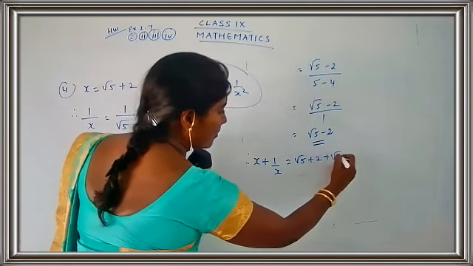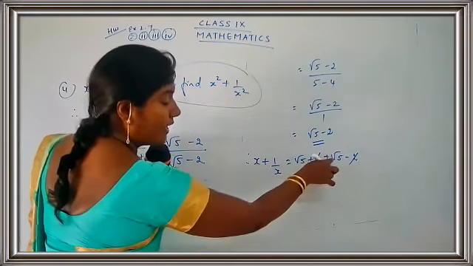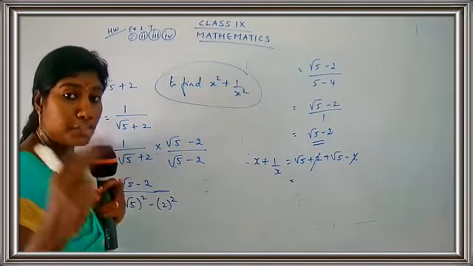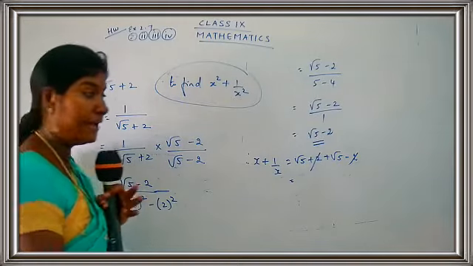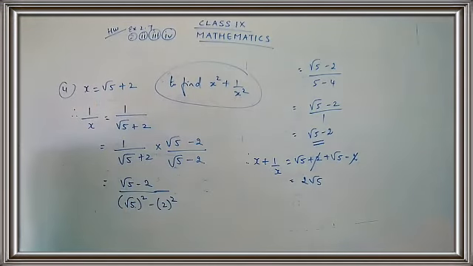So add these two, children, come on. So what happens? Plus 2 minus 2 gets cancelled. Root 5 plus root 5. What is x plus x? 2x. So root 5 plus root 5, you get the answer 2 root 5. So I have found the value for x plus 1 by x.